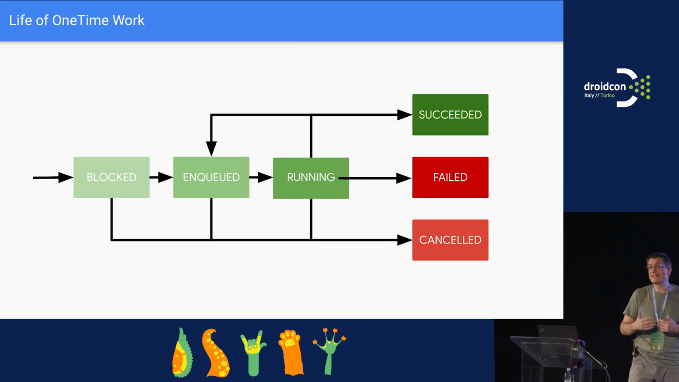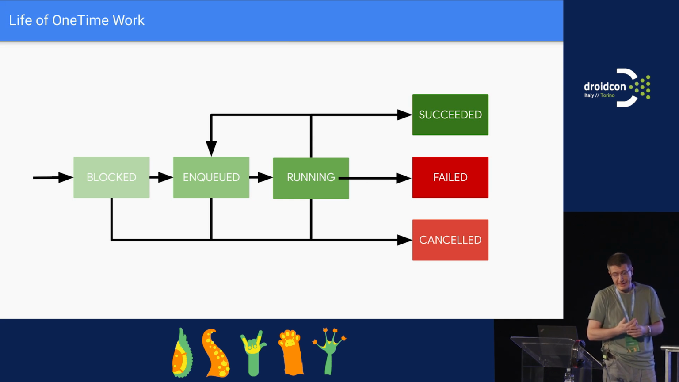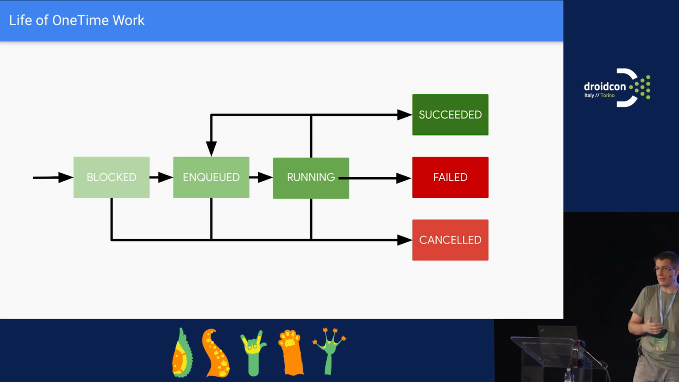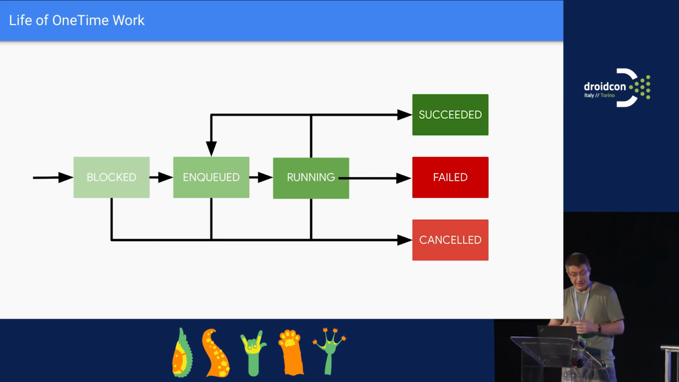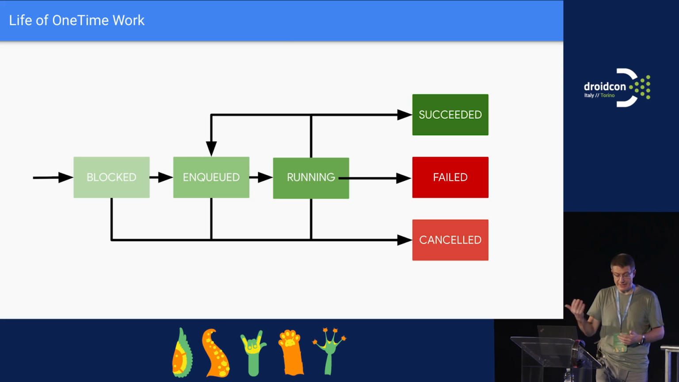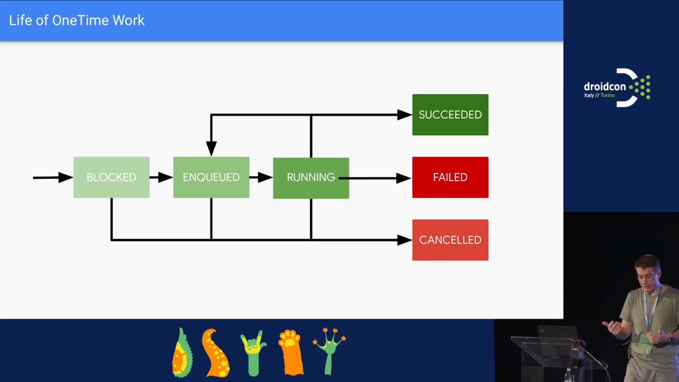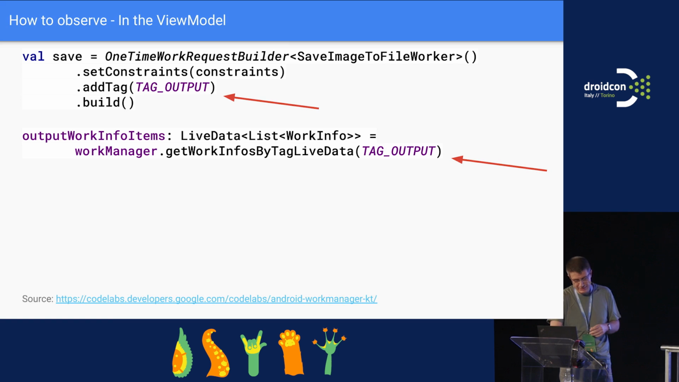Then the worker is ready to run, but if there is an initial delay, for example, or an interval for a periodic worker that has not yet elapsed, or there are some constraints that are not yet satisfied, you can have this in the enqueued status. Then it's running, and you can have a success, a retry, a failure, or a cancellation of the work. So these are the complete statuses for the workers.